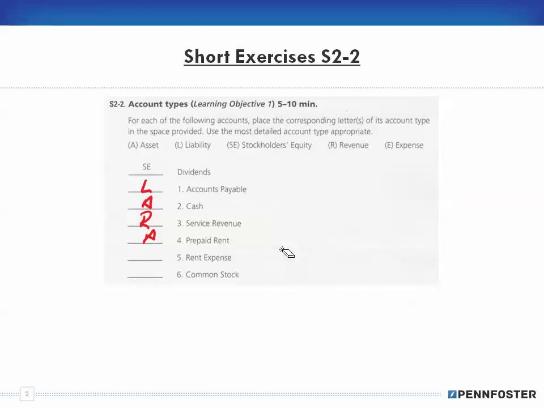Rent expense, just like it says, whenever you see the word expense, you can automatically assume that that's an expense. Just like with payables, you can automatically assume it's a liability account. Okay, and then common stock is an equity account, stockholders' equity, because it's an investment in the business.